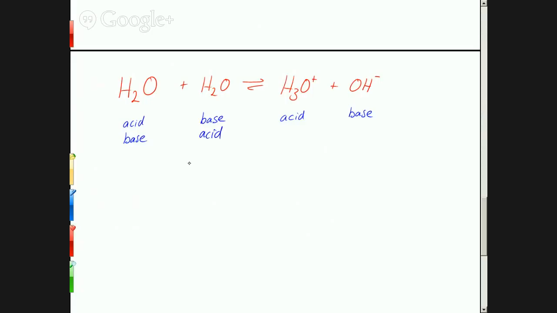All right, so in water, water molecules are actually reacting with each other as acids and bases. Some hydrogen is getting transferred from some water molecules to some other water molecules. And the way that we talk about this is by looking at the concentrations of these species. And we're going to use these little brackets to indicate that.